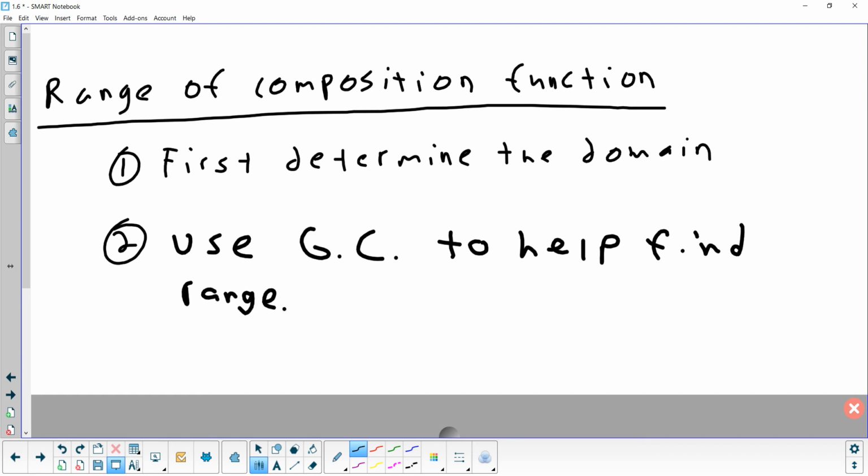The reason you have to get the domain first is because that's going to tell you how to set your window. We don't want to look at things that we shouldn't be looking at in other parts of the screen. We only want to look at what is appropriate for our domain. So find the domain, and then use the graphing calculator to help you find the range. I guess this will probably be the only question we really need the graphing calculator on today.